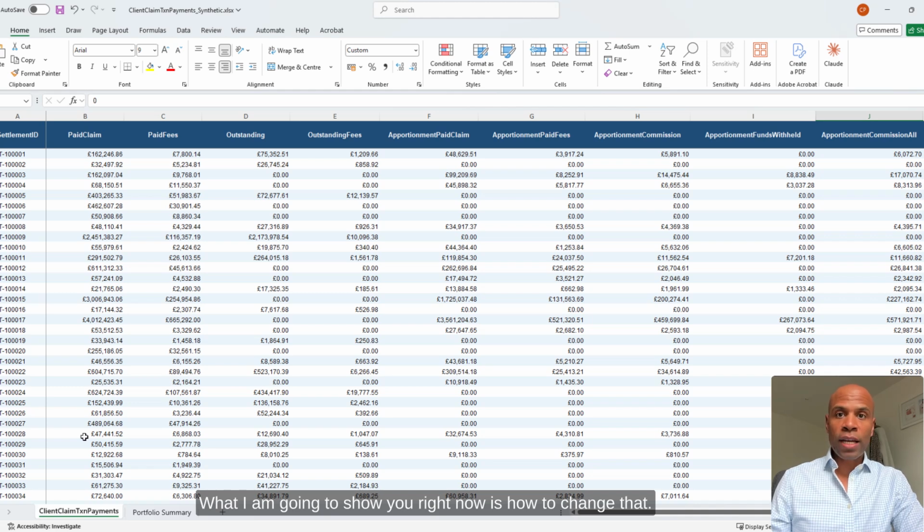What I am going to show you right now is how to change that. We are going to use Claude AI for Excel to build a settlement-level reconciliation view directly from the data in our table that brings paid claims and outstanding reserves together in one place, flags the positions that need attention, and gives every team the same number to work from.